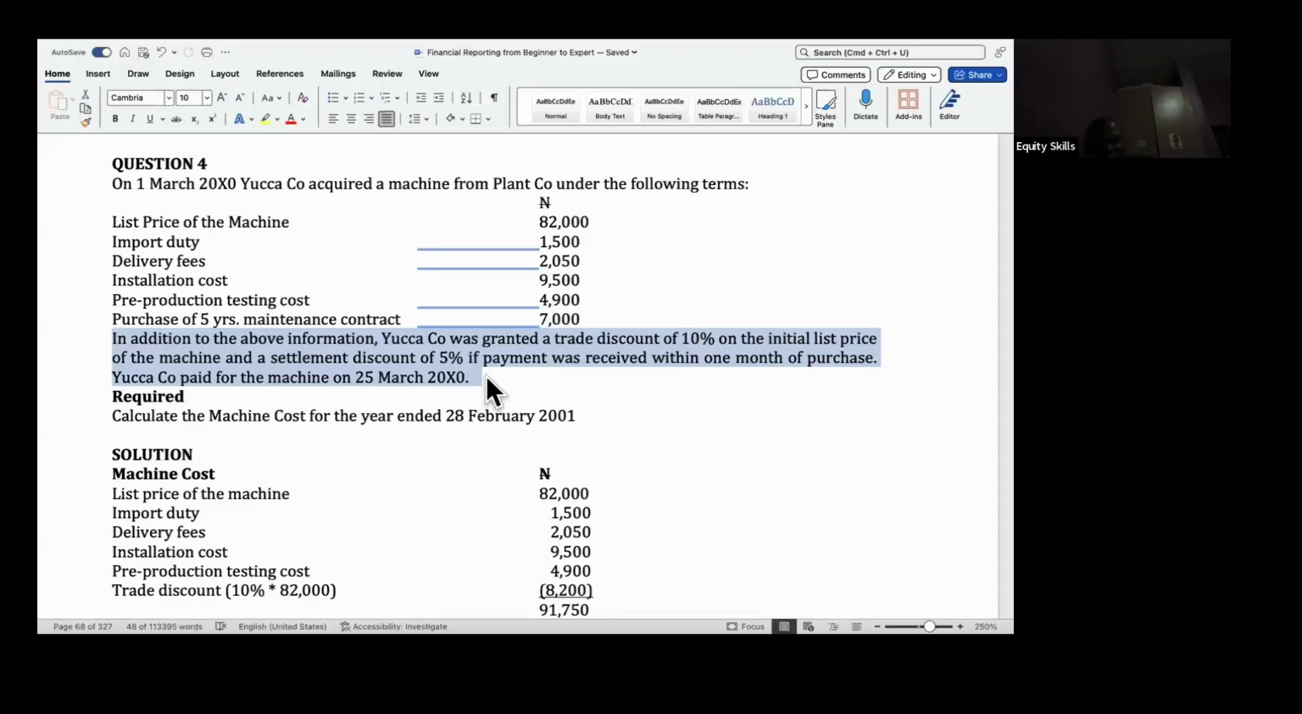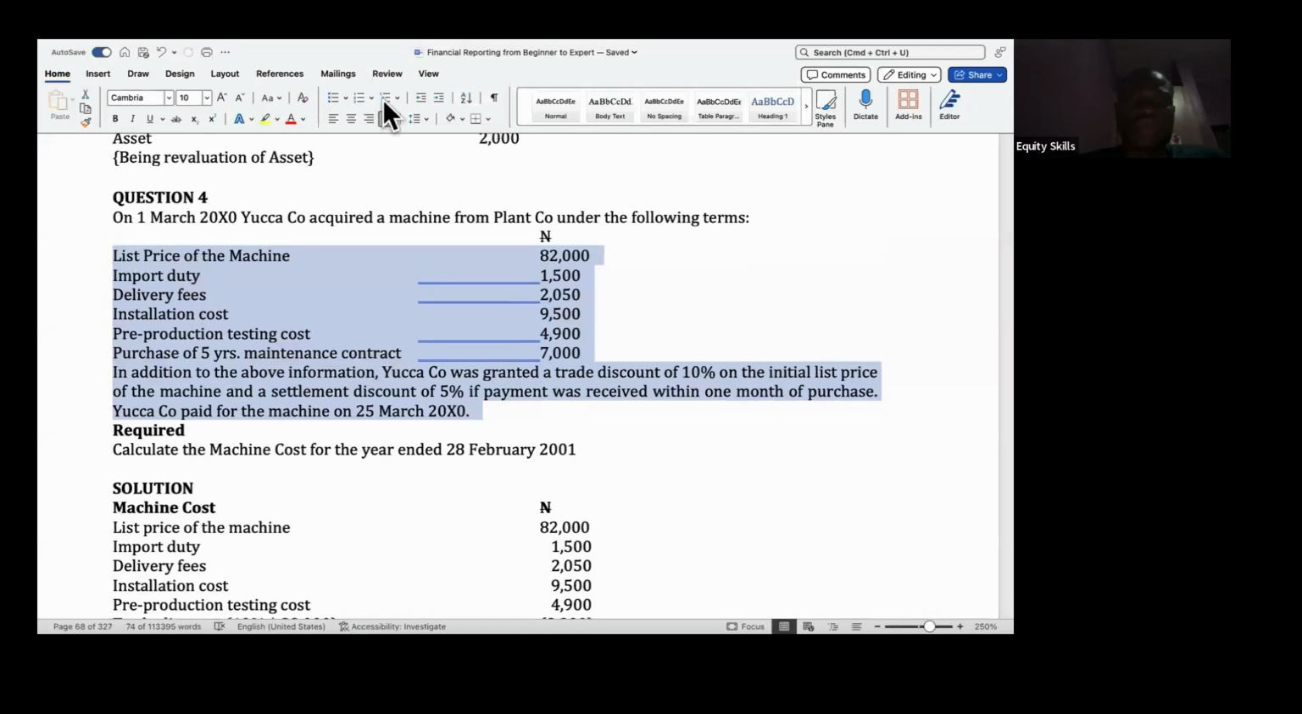Okay, so this one is taking us back to initial measurements. Interesting. Initial measurements, where we learned that an asset is initially measured at cost, that we learn the purchase price, import duties, directly attributable costs. So let's see if we still remember that. They gave us all this information, so let's pick them one by one and see which one we are going to capitalize and which one we will not capitalize.